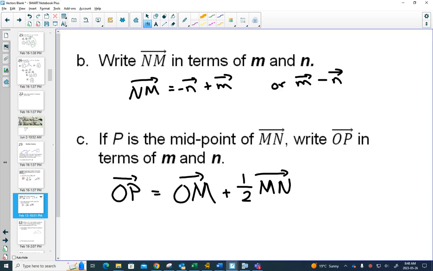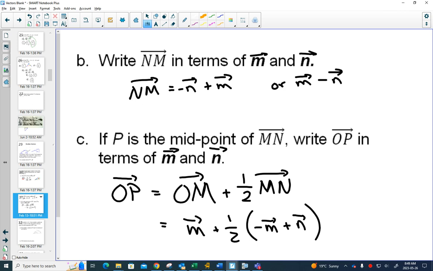Now with that in mind, in terms of these arrowheads, M and N, O to M is M plus, and we already figured out that M to N was negative M plus N.